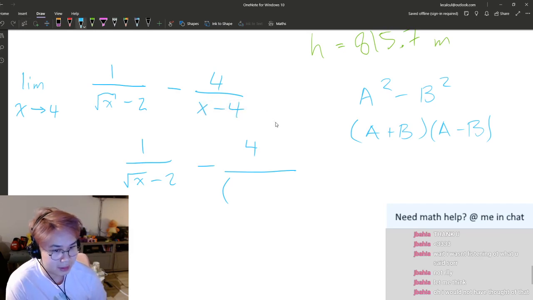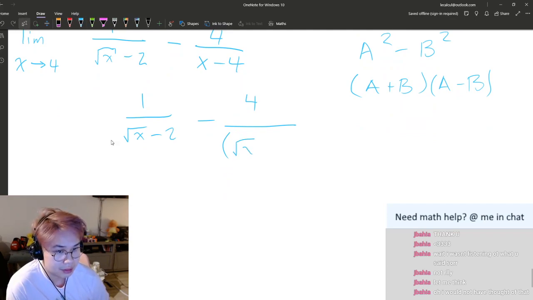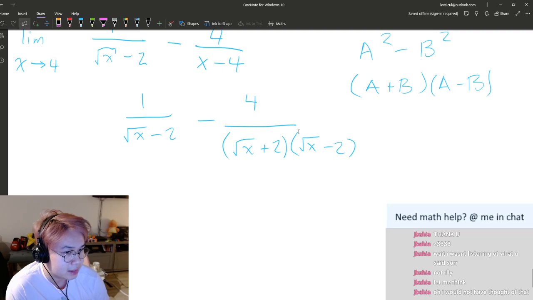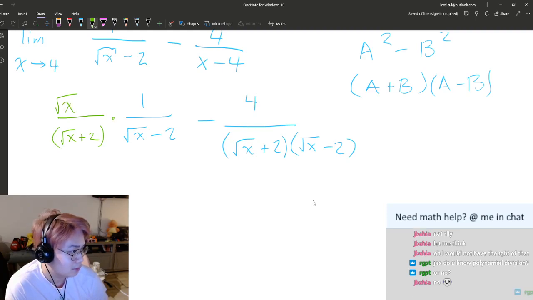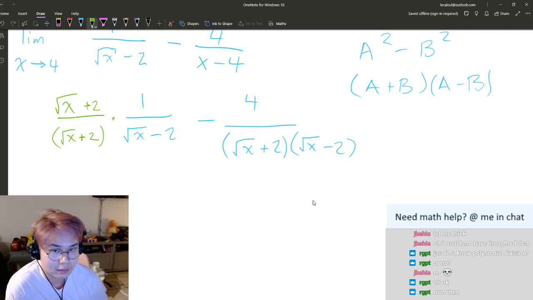X minus 4, I can factor into square root of x plus 2, square root of x minus 2. And this is really nice, and this is kind of like a sign that you were supposed to see because they have a common factor. So what I need to do to add them together is the first fraction needs to have the other factor, the plus x square root x plus 2. So now, let's look at what your fraction will become.